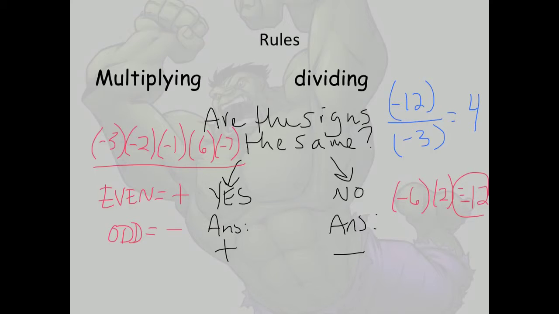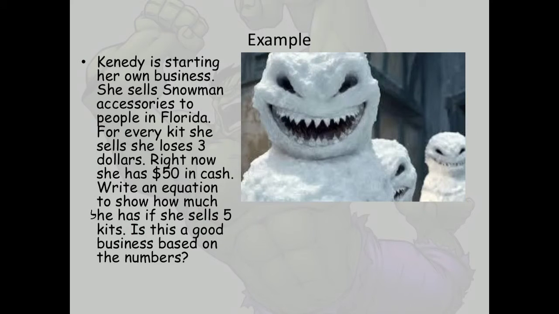Okay, so let's use those integer rules for multiplying and dividing for our word problem. Okay, well, there you go, Kennedy. That's nice. She's selling accessories to make the snowmen look really scary. Okay, so for every kit she sells, she loses $3. So right now she has $50 in cash. We want to write an equation in this problem, as it says right here. So if she sells 5 kits, all right, is this a good business based on the numbers?